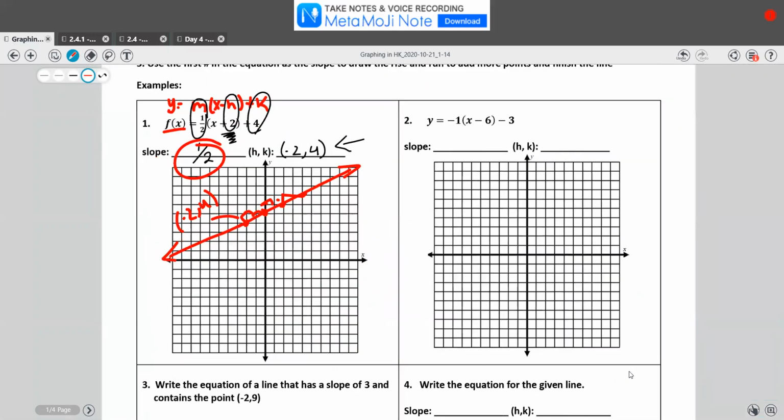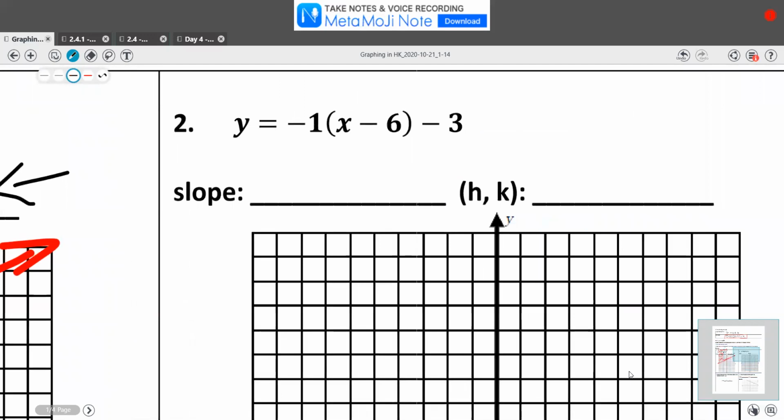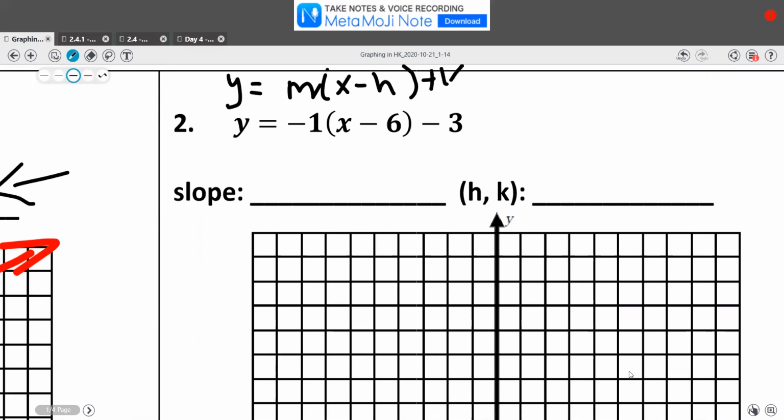All right. Super simple. It gives you everything you need to be able to graph the equation. Okay, let's go ahead and check out number 2. So same thing. I'm going to go ahead and compare it to y equals m(x minus h) plus k.